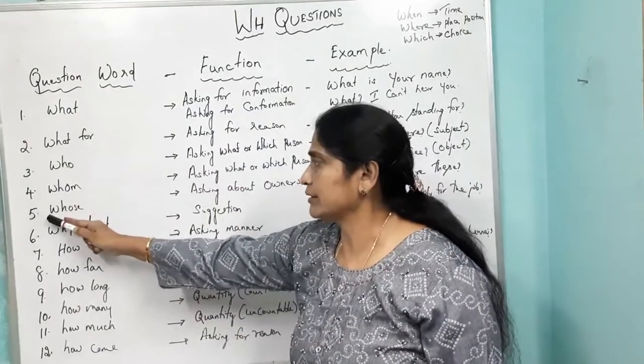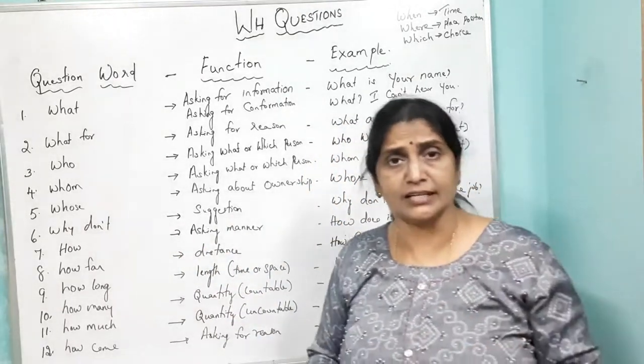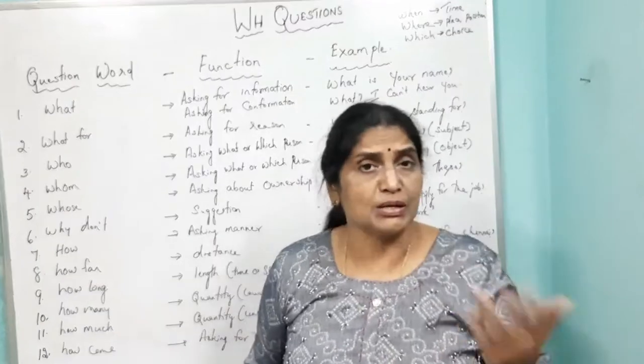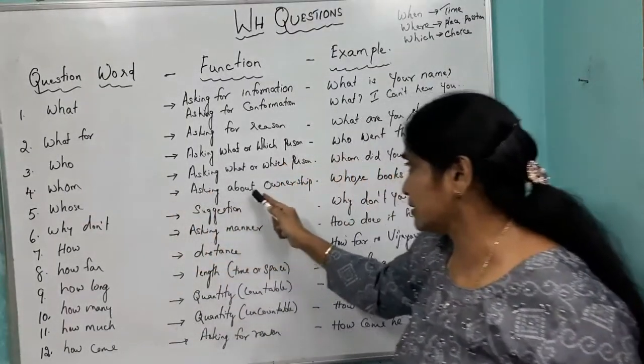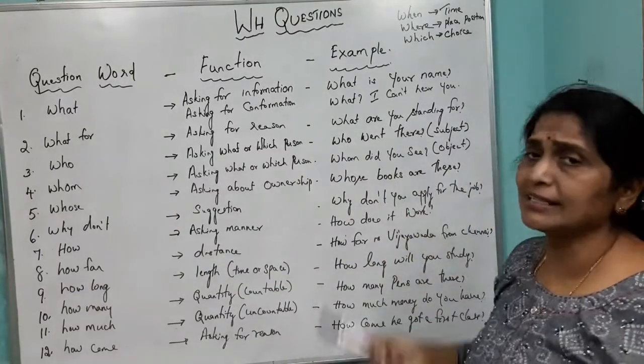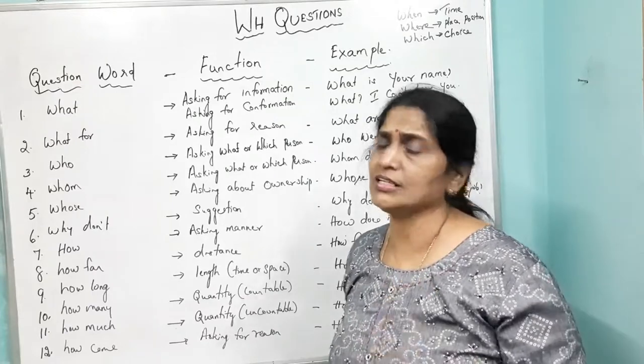The next word is whose. It shows the ownership or belongingness. Whose book is this? Whose pen is this? So that word is asking about ownership. Whose books are these? So you are asking who is the owner of these books.